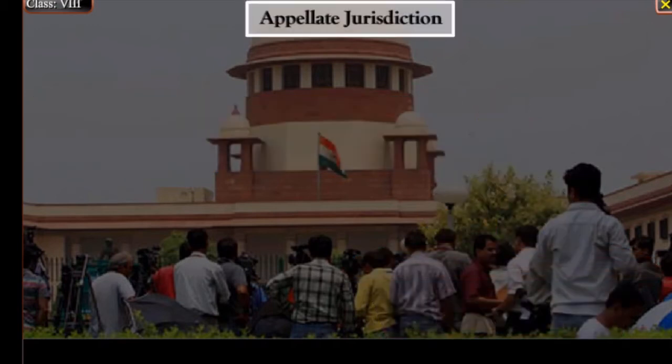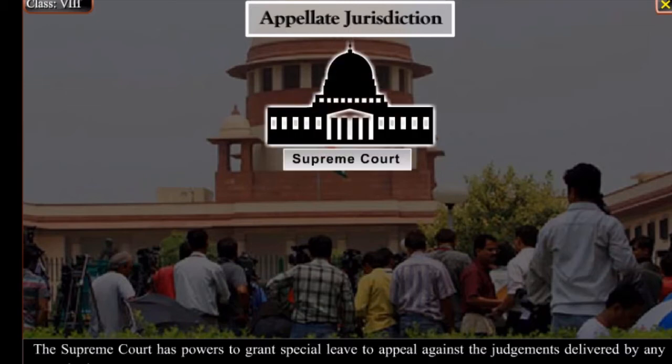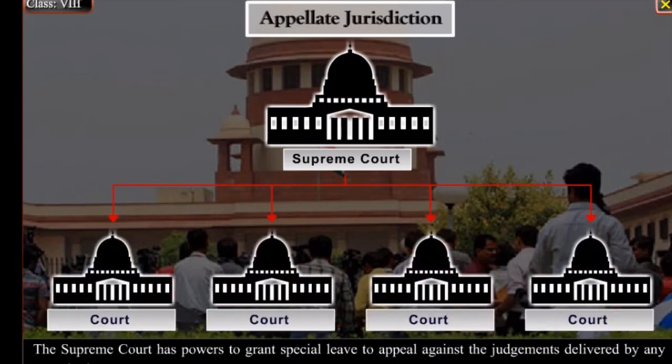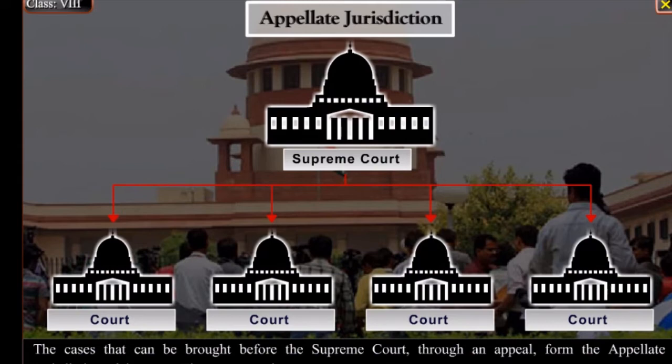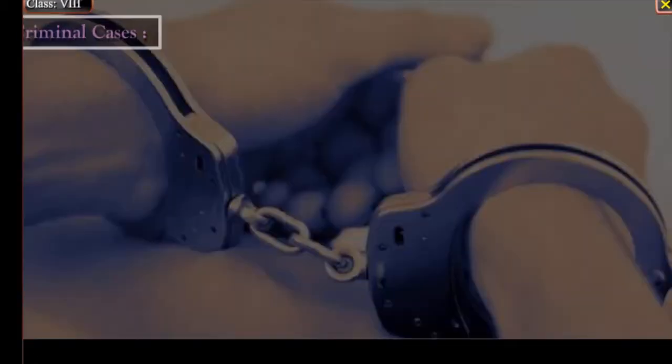Appellate Jurisdiction. The Supreme Court has powers to grant special leave to appeal against the judgments delivered by any court in the country. The cases that can be brought before the Supreme Court through an appeal form the appellate jurisdiction of the court. They are as under.